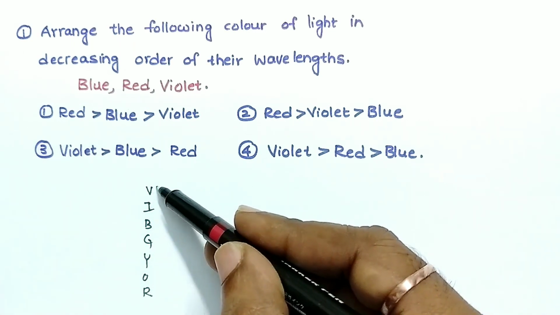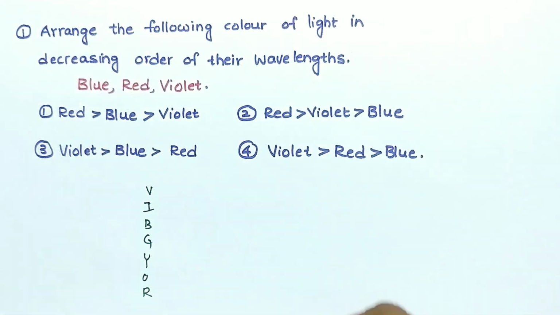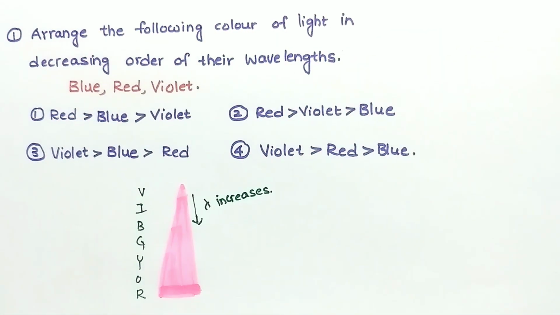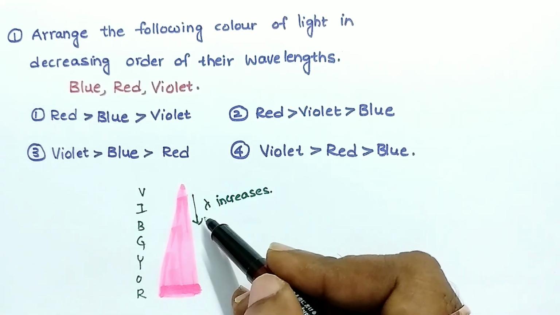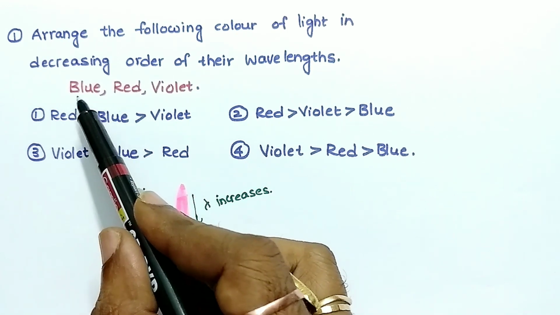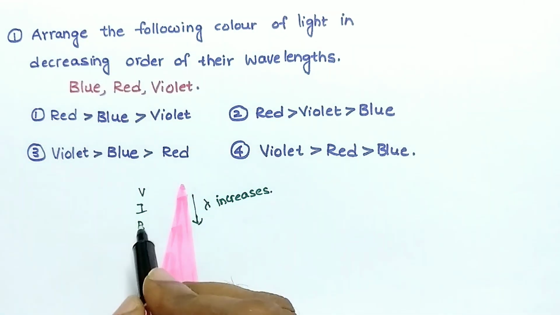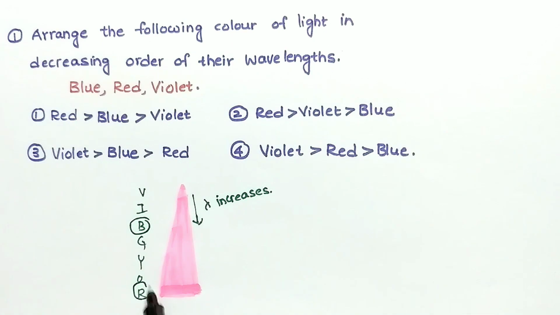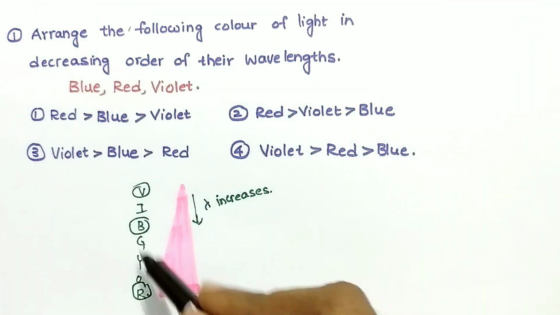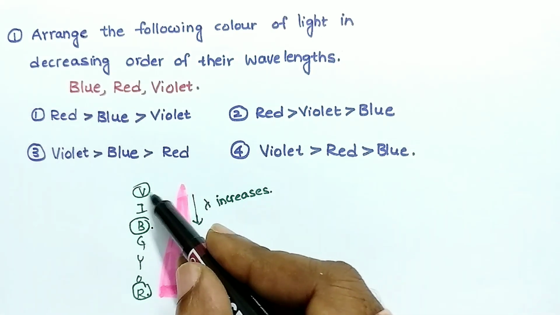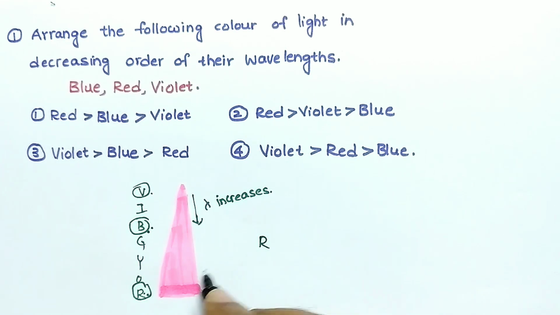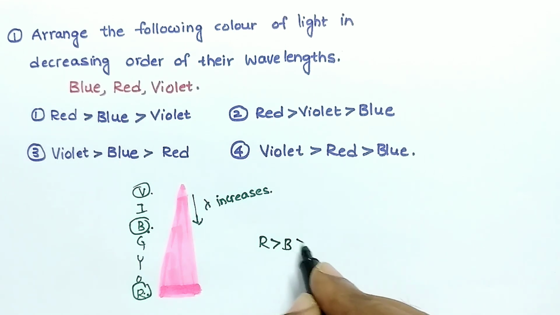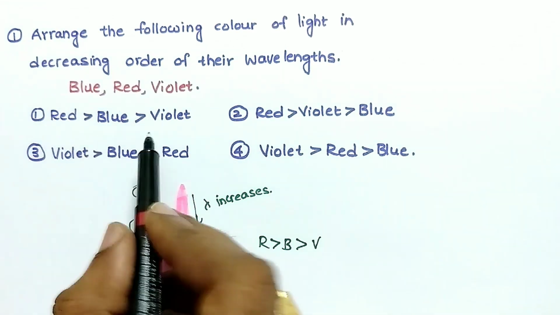When we are moving from violet to red, wavelength increases. Like this, wavelength increases. Lambda means wavelength. Here we are given 3 colors: blue, red, violet. So the decreasing order is red, blue, violet. Red is greater than blue, which is greater than violet. So the first option is correct.